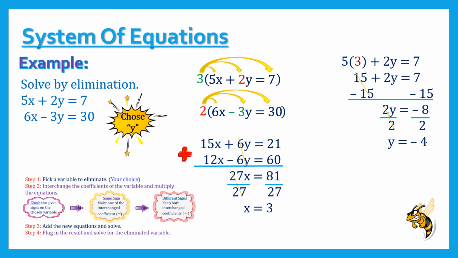Now that we have a value for x and a value for y, we can plug it into the second equation in this case and check our solution. So it's going to be 6 times 3 minus 3 times negative 4 equals 30. And it's 18 plus 12, which is equal to 30. And the answer is correct, which we already know because it's the same solution as the first time we did it by choosing x. And as you can see, it did not matter which variable you chose to eliminate. So it's your choice if you want to pick the x to eliminate or you want to pick the y to eliminate. In both situations, the answer would be exactly the same.